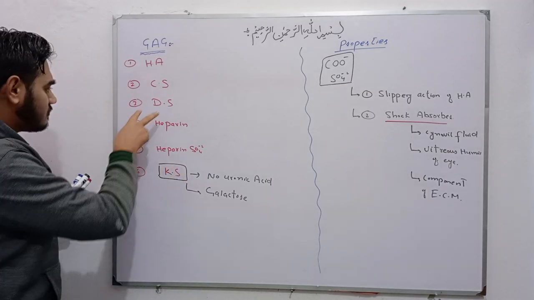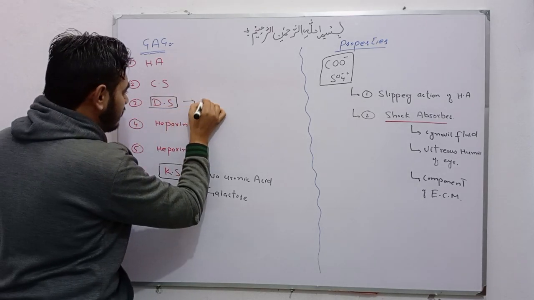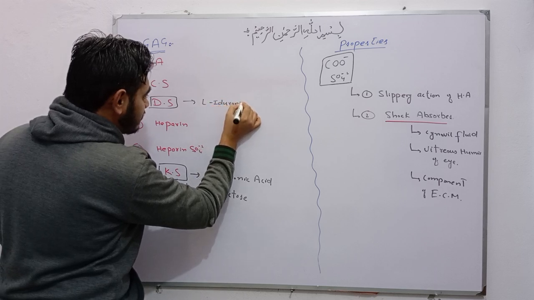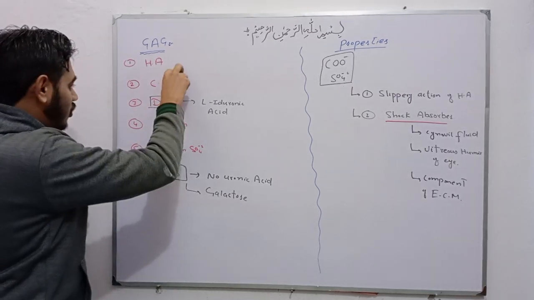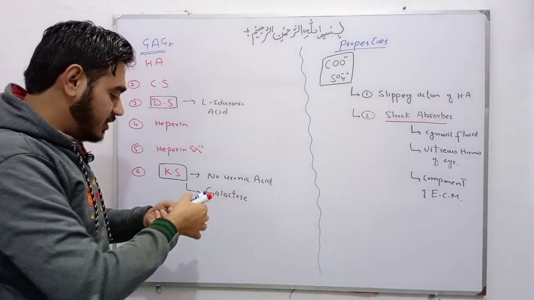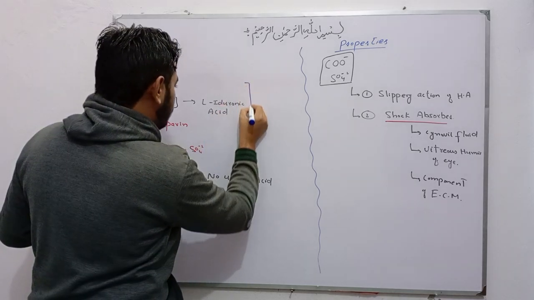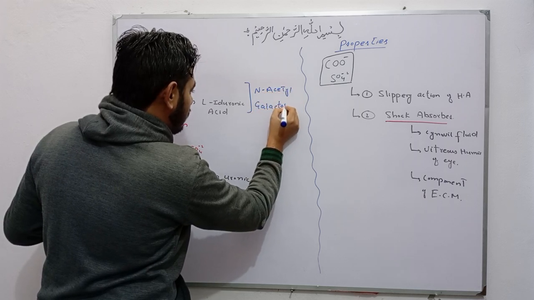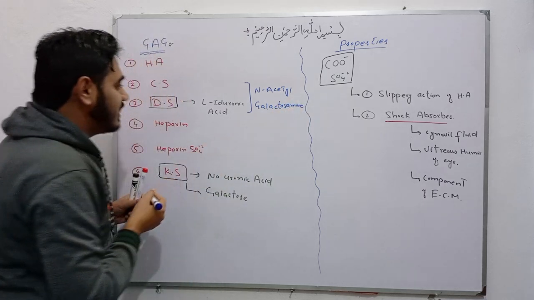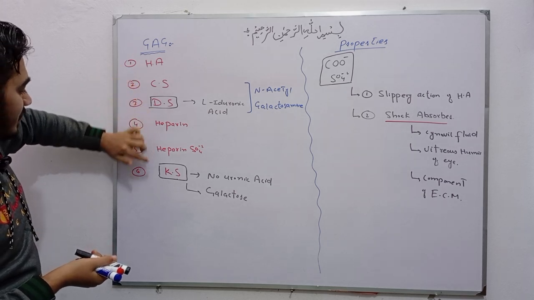Okay, students, this dermatan sulfate contains L-iduronic acid, which is the epimer of D-glucuronic acid. Okay, students, chondroitin sulfate and dermatan sulfate contain N-acetylgalactosamine. Students, the examples of glycosaminoglycan are hyaluronic acid, chondroitin sulfate, dermatan sulfate, heparan sulfate, keratan sulfate.